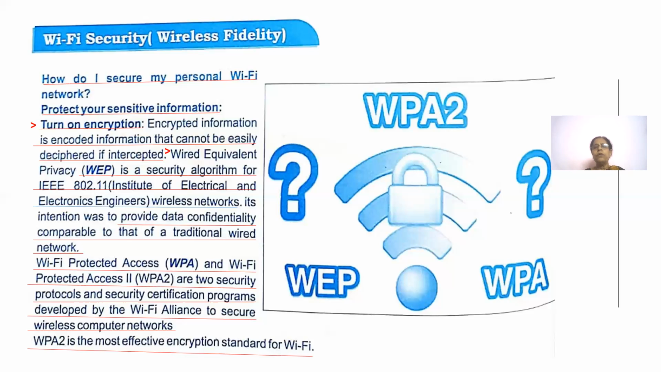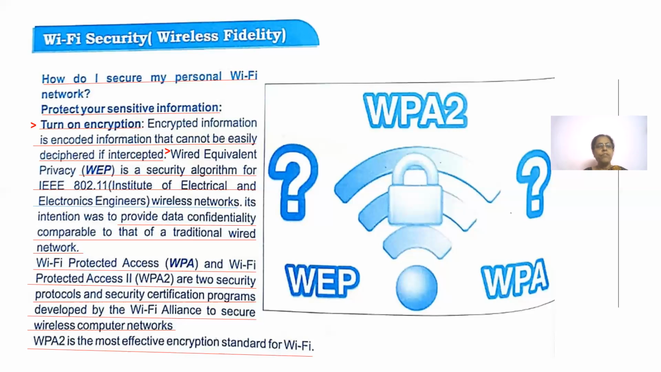So this is not for your ordinary network like you and me are using. The Wi-Fi that we are using comes under WPA and WPA2. This is for people who really need very high confidentiality and high security. Then they use this WEP.